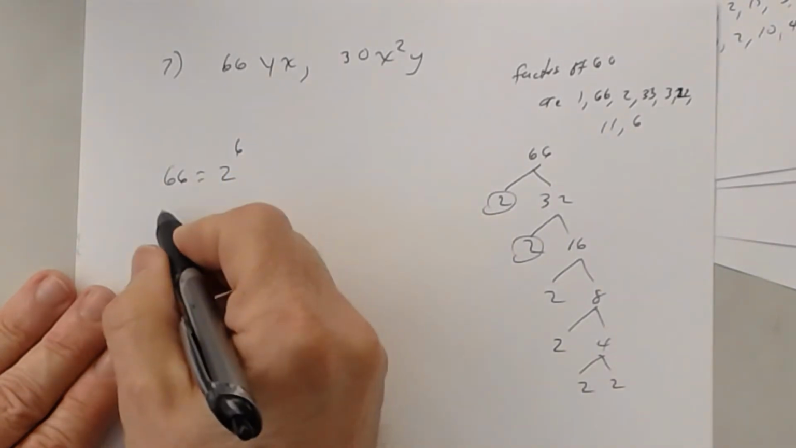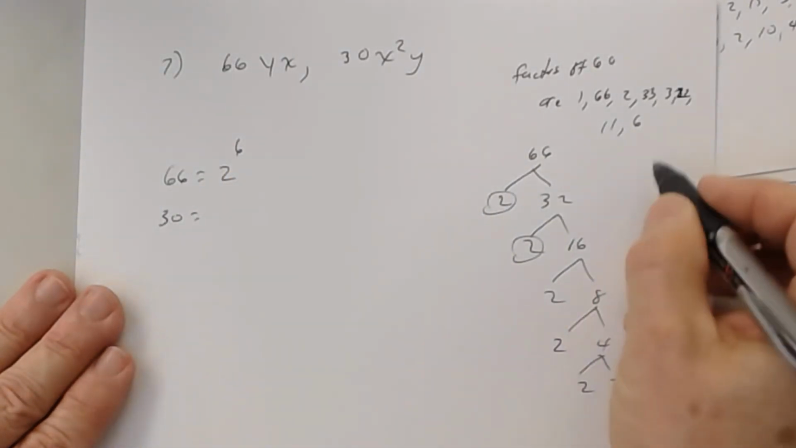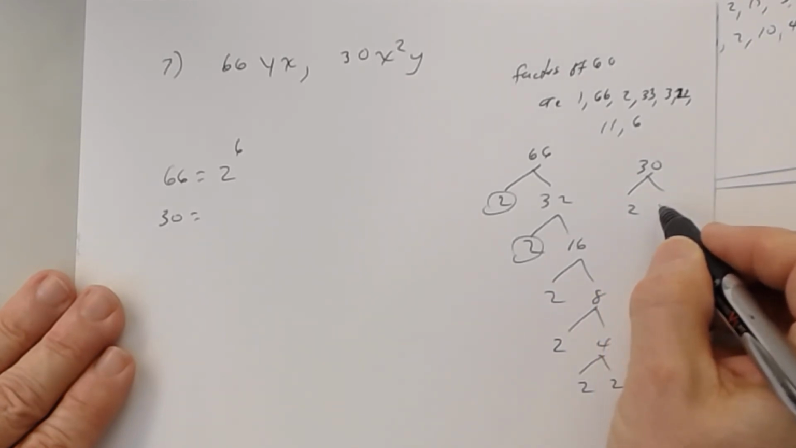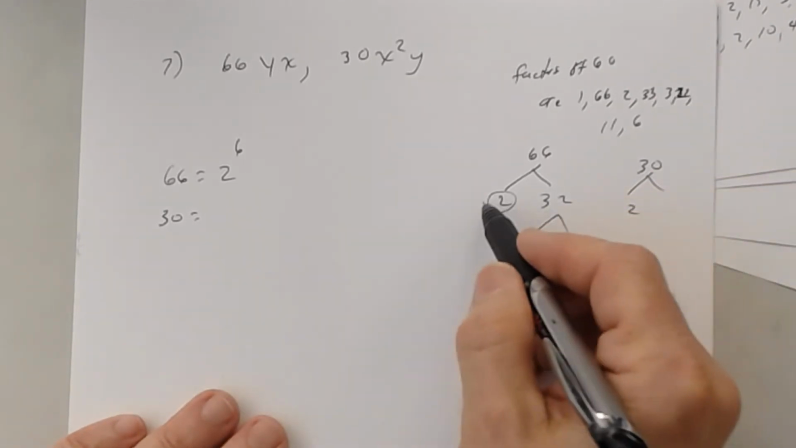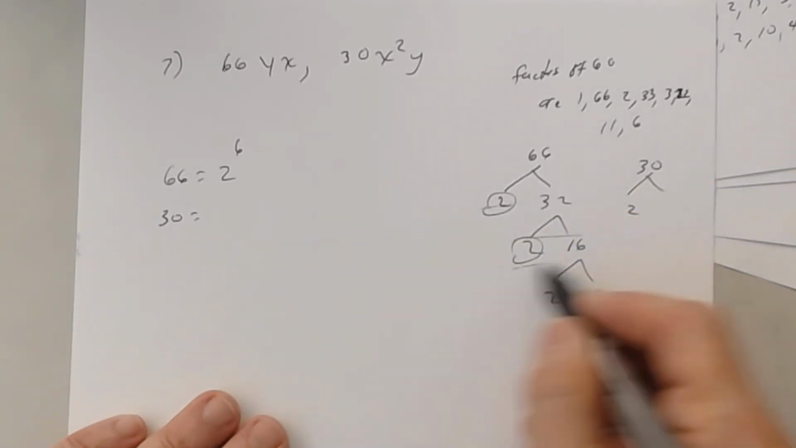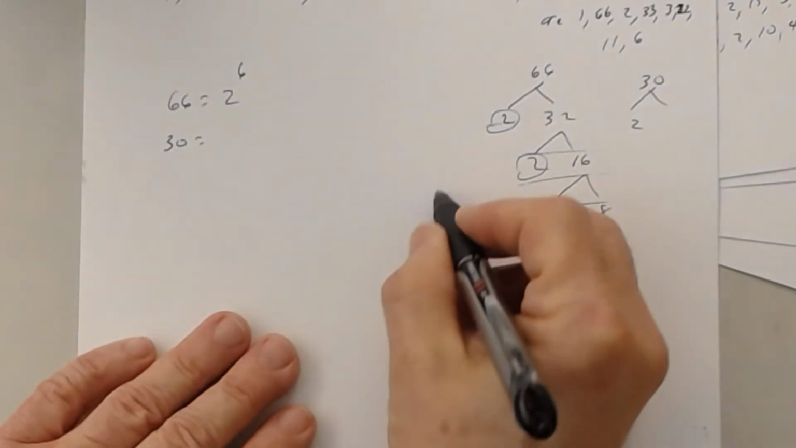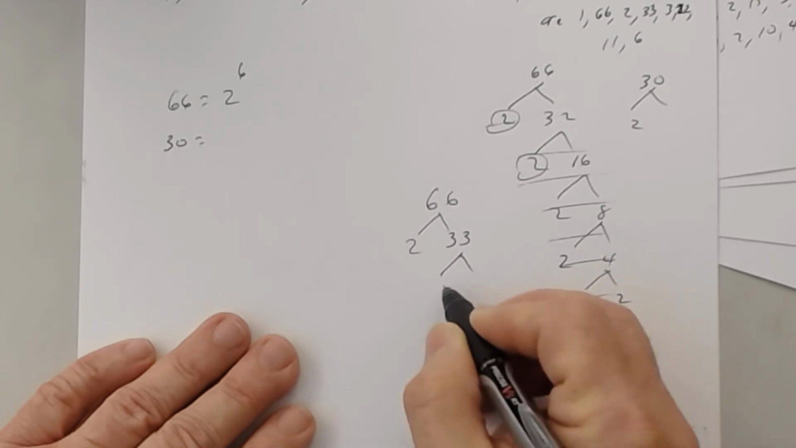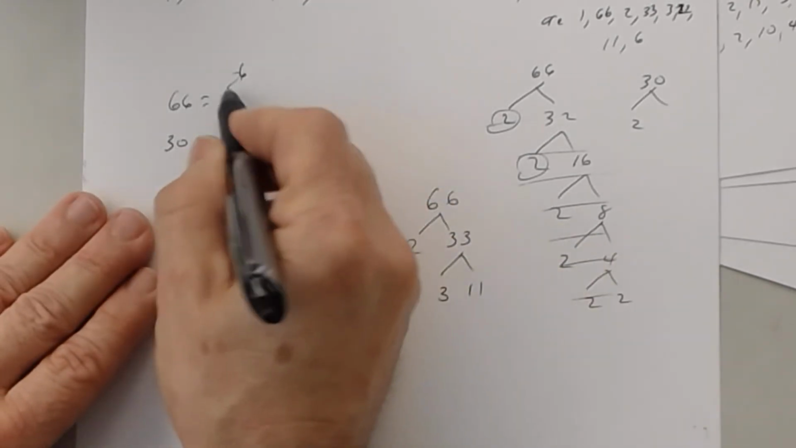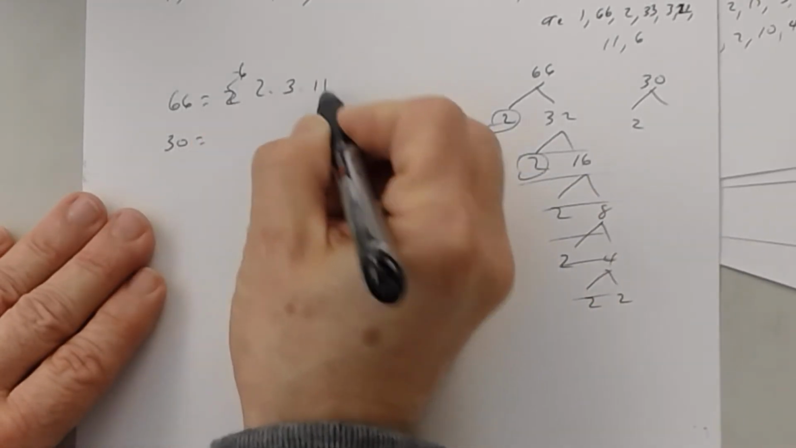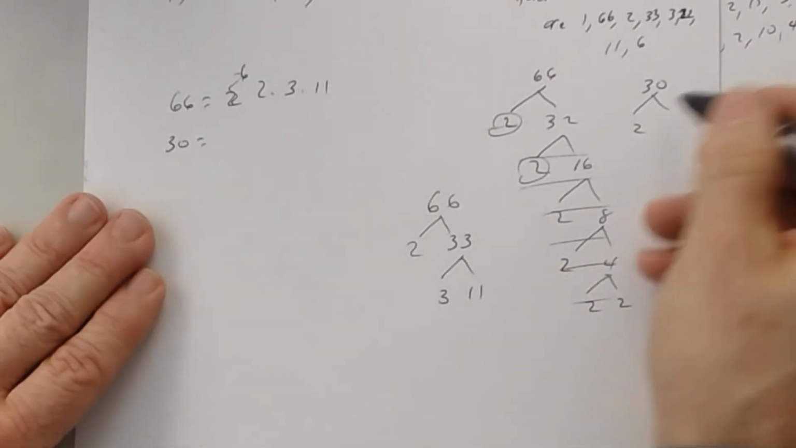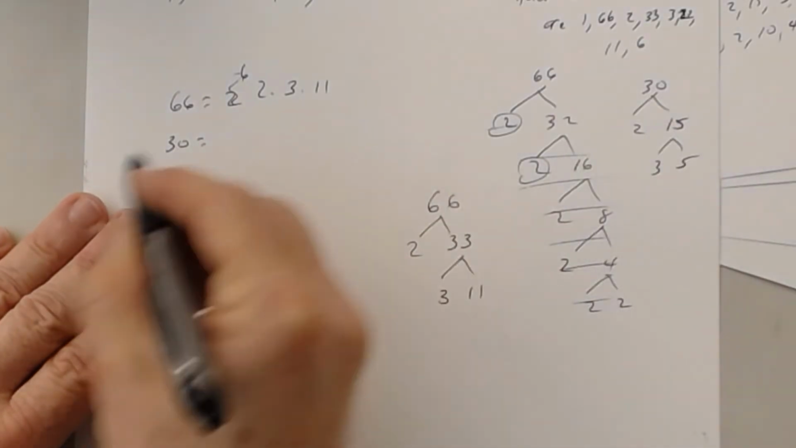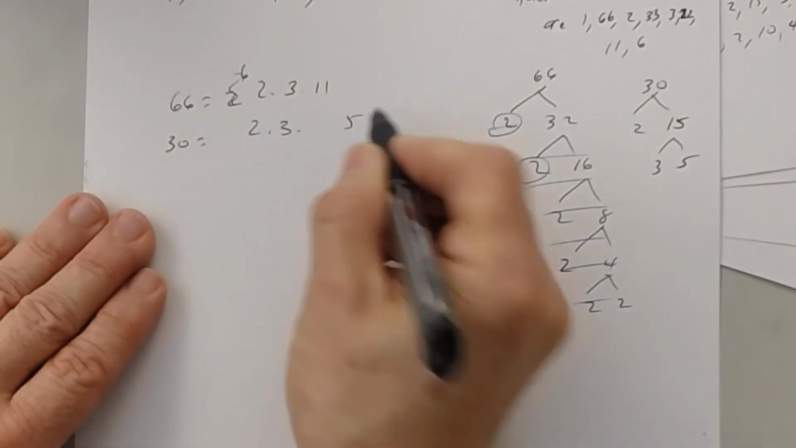Okay. Let's do 30. 30? 2 times 33. Oh, doggone it. Okay. Y'all should have stopped me earlier, guys. 66. 2 times what? 33. 3 and 11. So that's 2 times 3 times 11. Y'all agree? Yeah. All right. Let's do 30. 2 times what? 3 times what? 5. All right. So I get 2 times 3 times what?